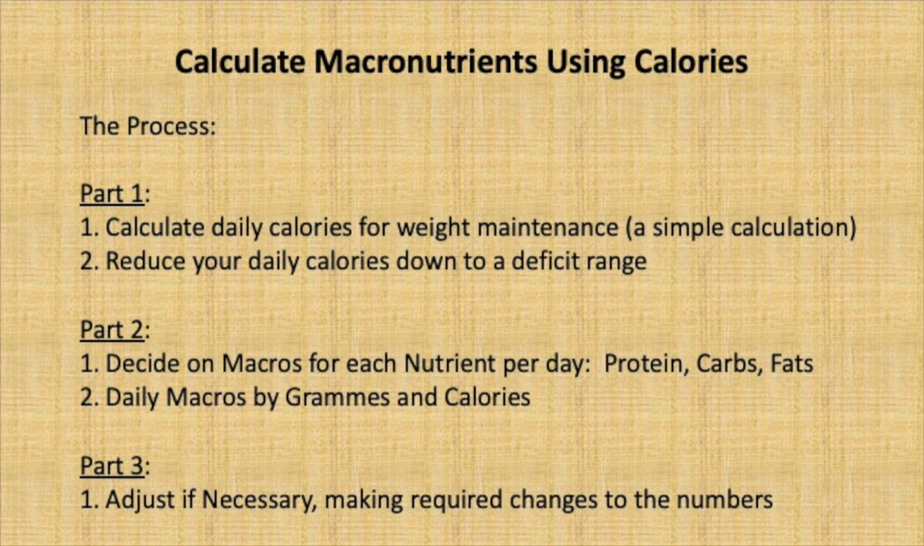Then consider the food groups of protein, carbs and fats and decide how many of those to eat for the best health and weight loss outcomes for you, and do a simple calculation to give you your daily macros in grams and calories. Once that's done, consider the numbers that you've set out and whether or not they may need adjusting.